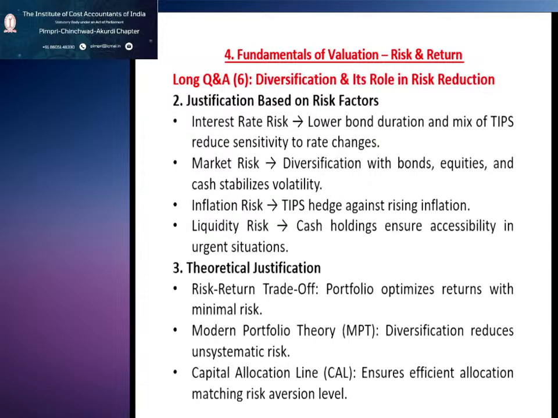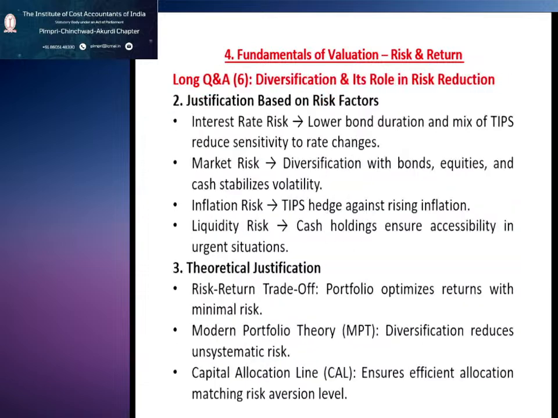So continuing with this, diversification and its role in risk reduction, justification based on risk factors. Interest rate risk: lower bond duration and a mix of TIPS reduce sensitivity to rate changes. Market risk: diversification with bonds, equities and cash stabilizes volatility. Inflation risk: TIPS hedge against inflation. Liquidity risk: cash holdings ensure accessibility in urgent situations. So this is how the risk factors can be mitigated by such a portfolio.